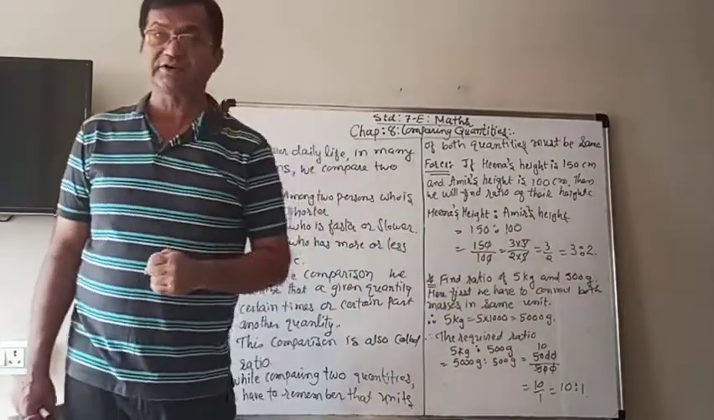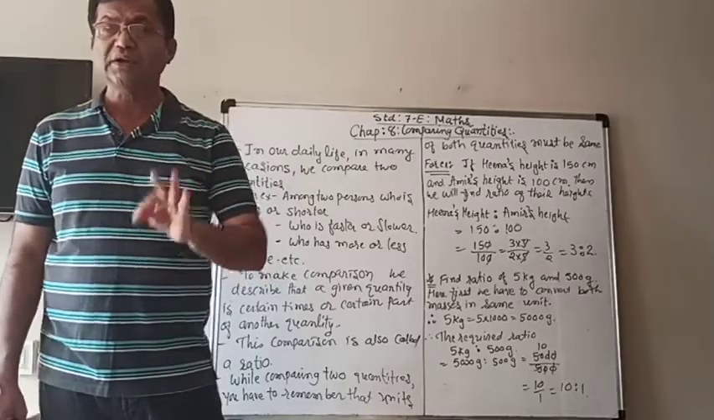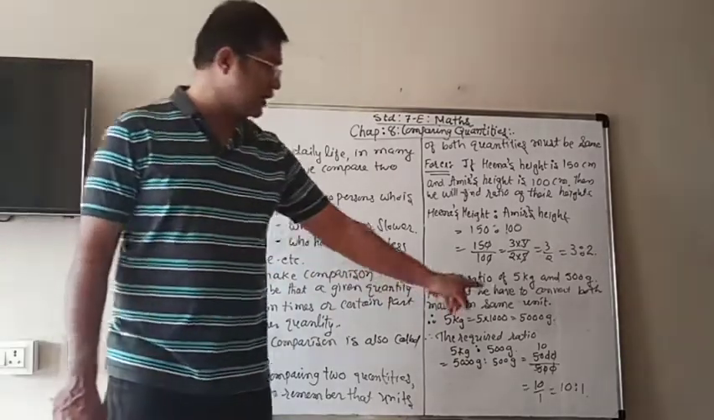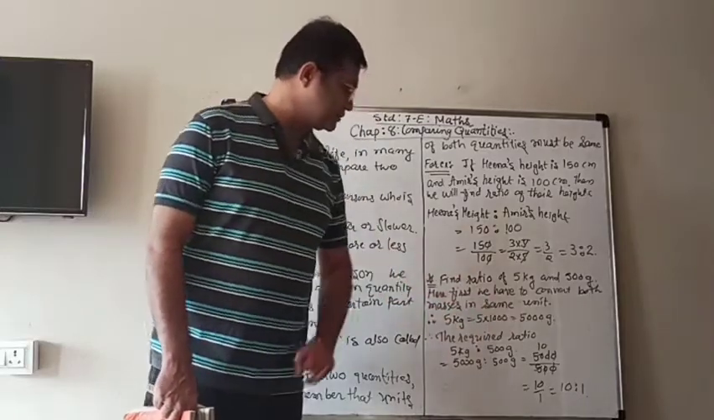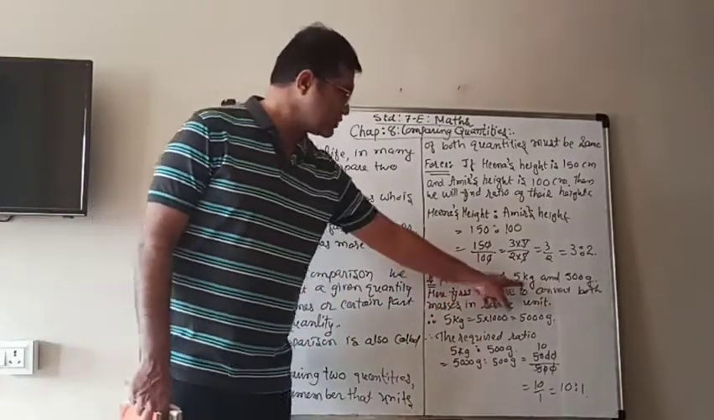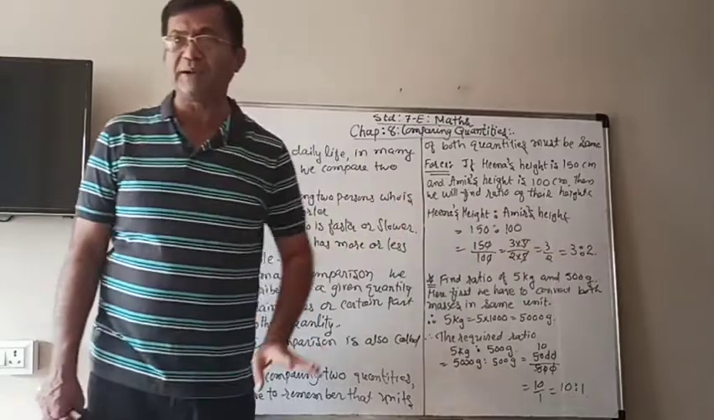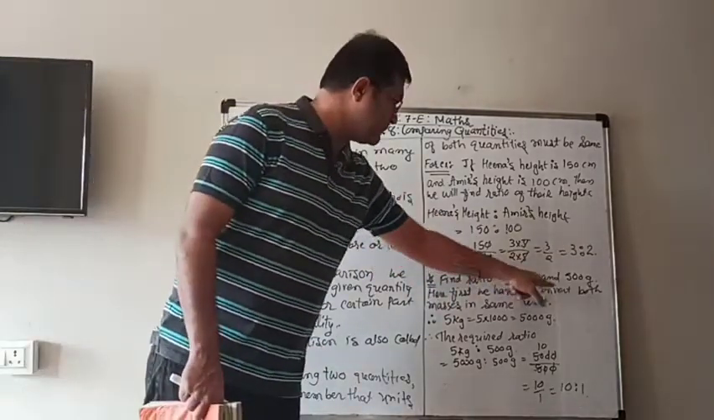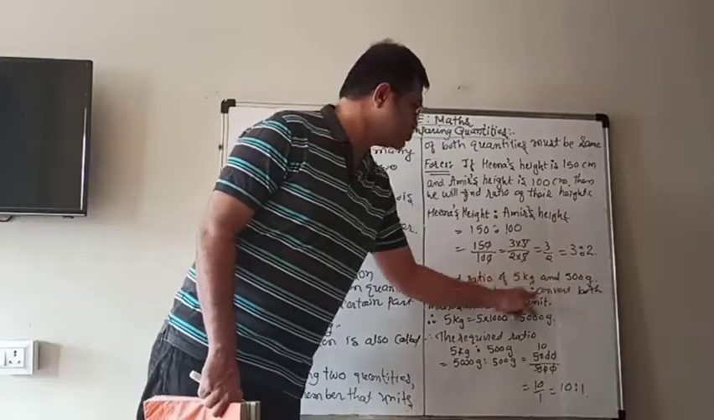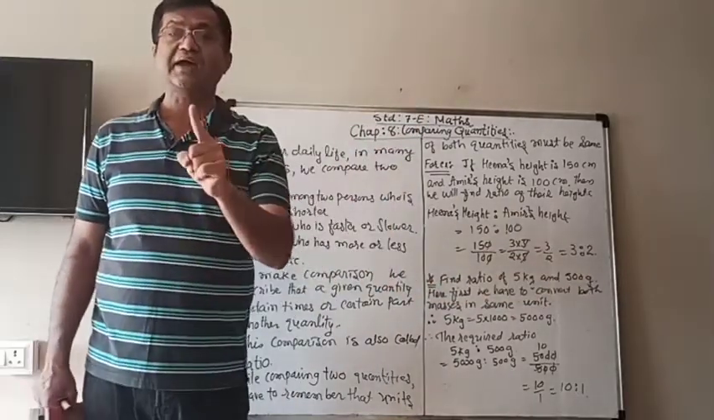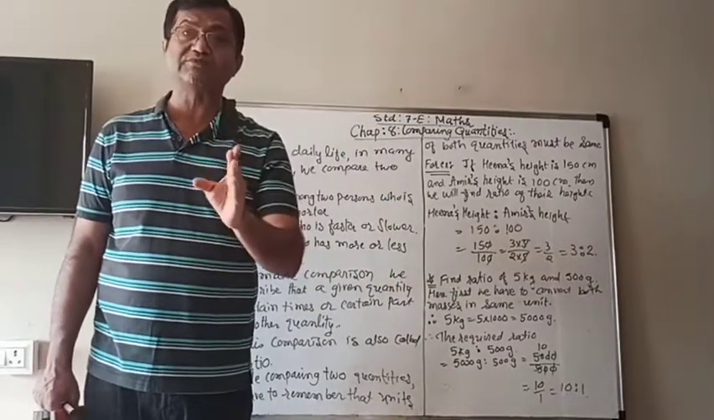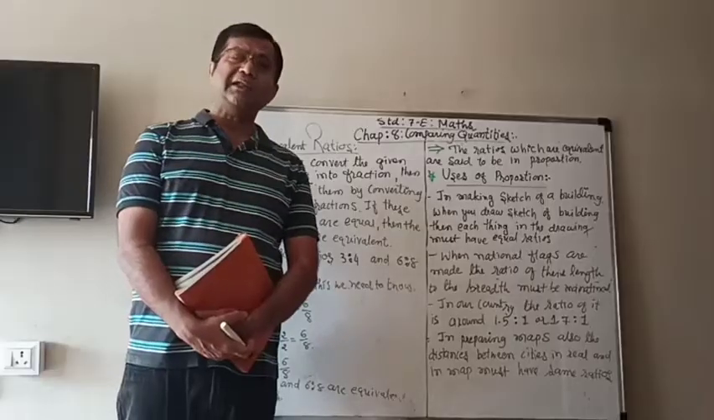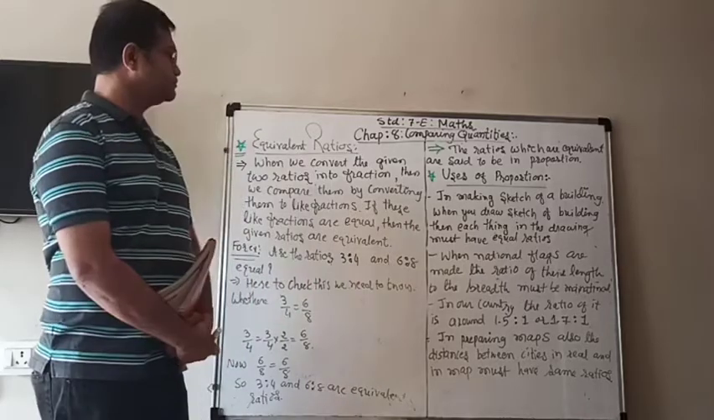But if you don't look at the units, then what will you write down? 5 is to 500. You will write 5 is to 500 and then simplify, and your answer is wrong. So whenever you compare by ratio, you should take care of units. The units must be the same for both quantities. Now we have learned about the ratio.